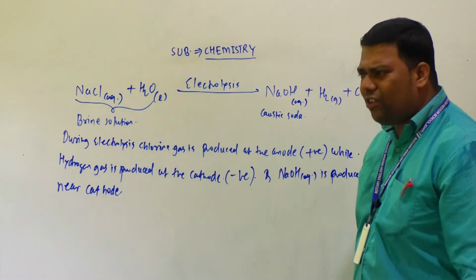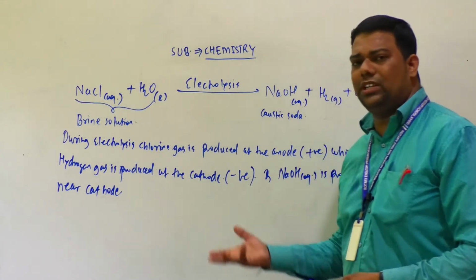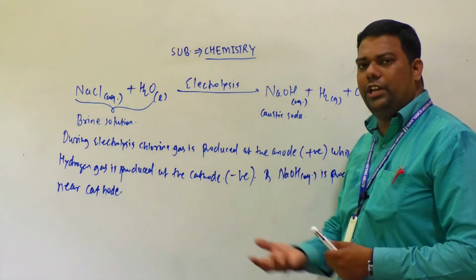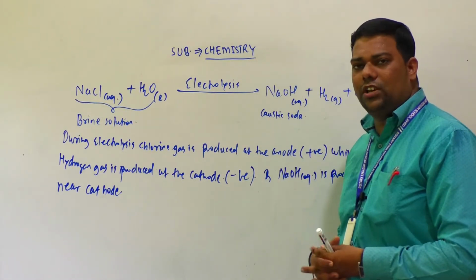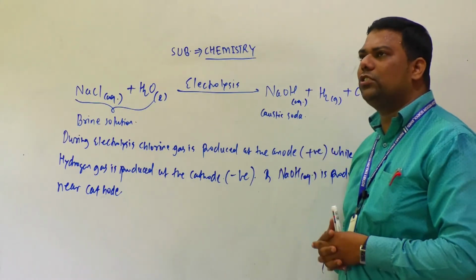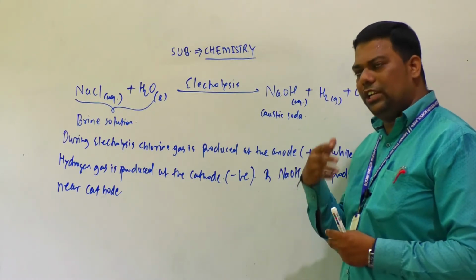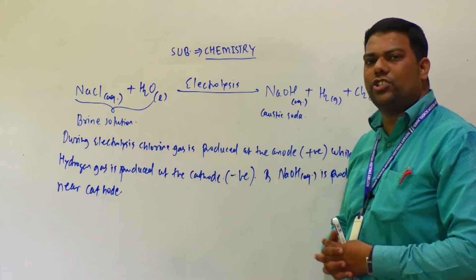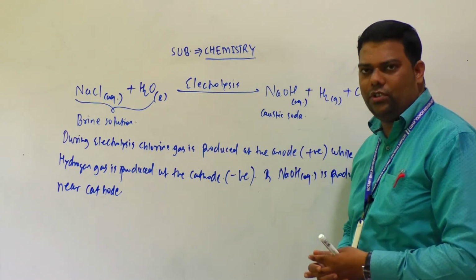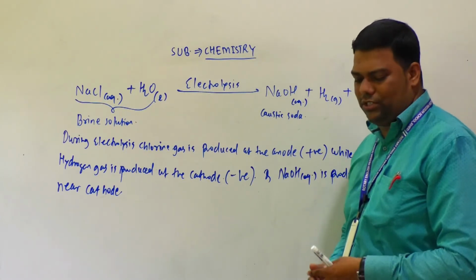Or we can also conclude this. Then why is NaOH produced near the cathode? Their SRP value. So SRP value is what, beta? It is in 11th standard also, standard reduction potential. On the basis of their values, also we can consider.